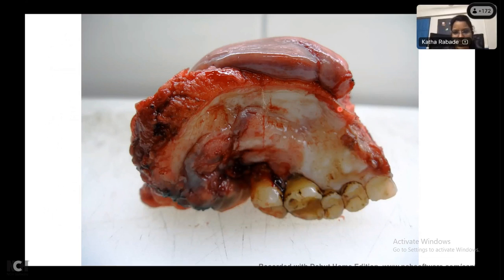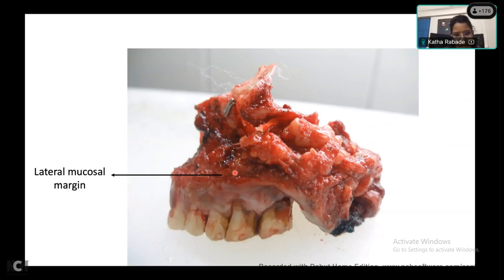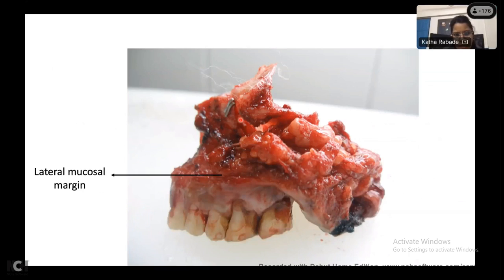This is a specimen of infrastructural maxillectomy. This is the tumor which is located on the upper alveolus. So this is the tumor. This is the posterior margin. This is the medial margin. This is the anterior margin. And on this side is the lateral margin. So these were the mucosal margins. The bony margins would be this anterior part, this superior part, and on the medial side, the medial palatal margin.